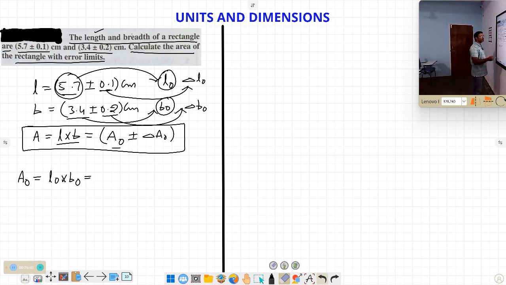What is the L naught value? If you compare this one, L naught is 5.7, into breadth, which is how much? 3.4. See this one, this is breadth 3.4. If you multiply this, how much are you going to get? You are going to get nearly 19.2, or 19.3 or 19.2, something like that. This is the A naught value. Because 5 into 3 is 15 and the remaining, this is nearly 19 point something.